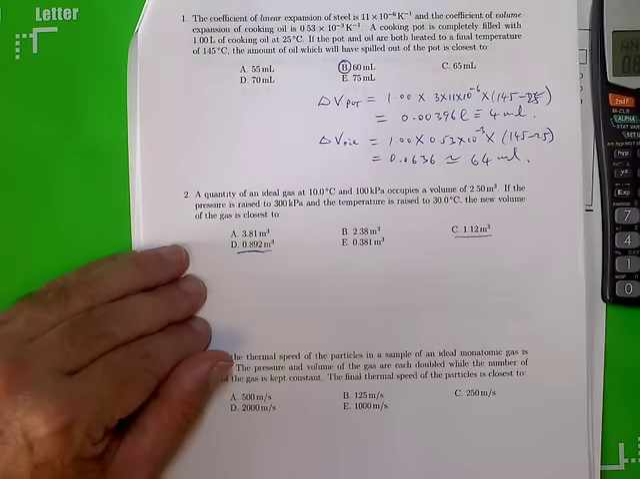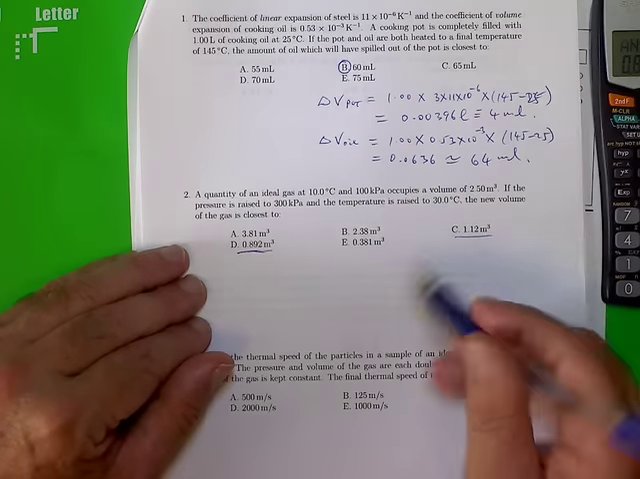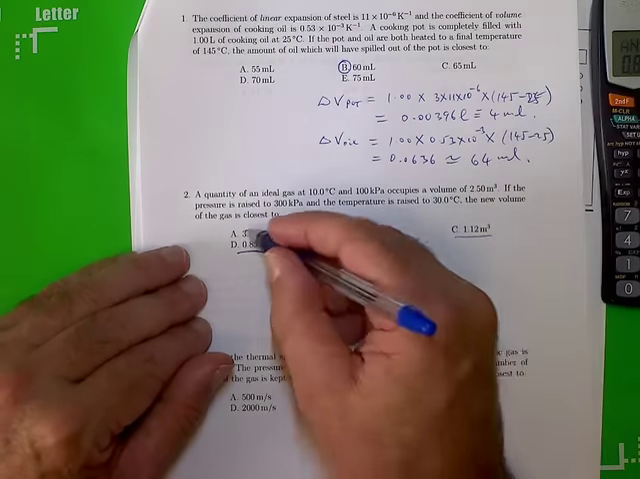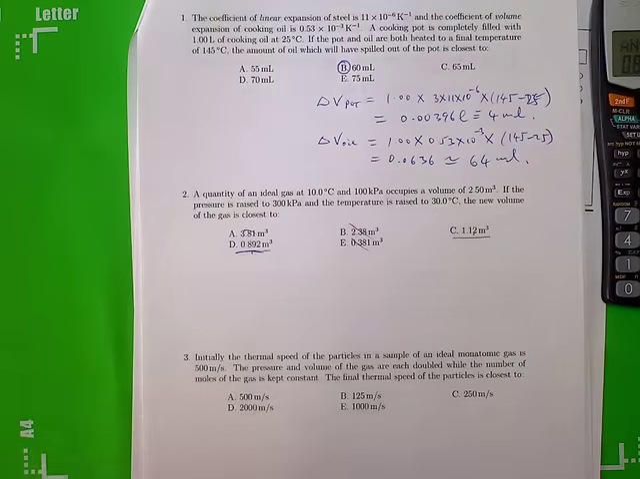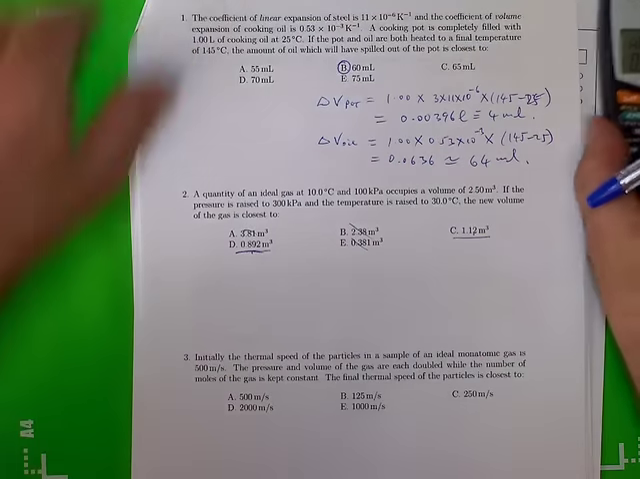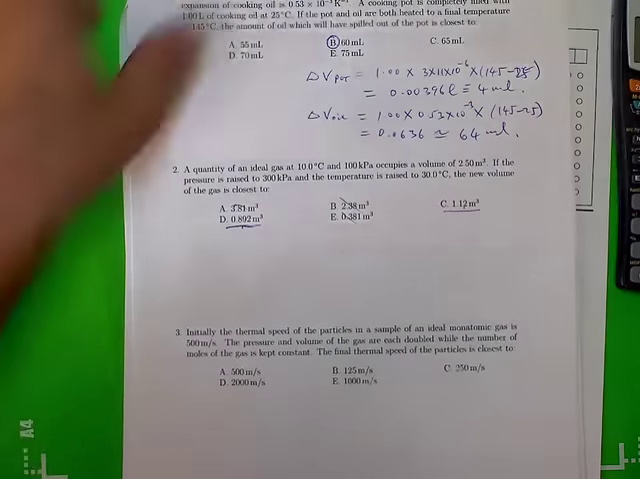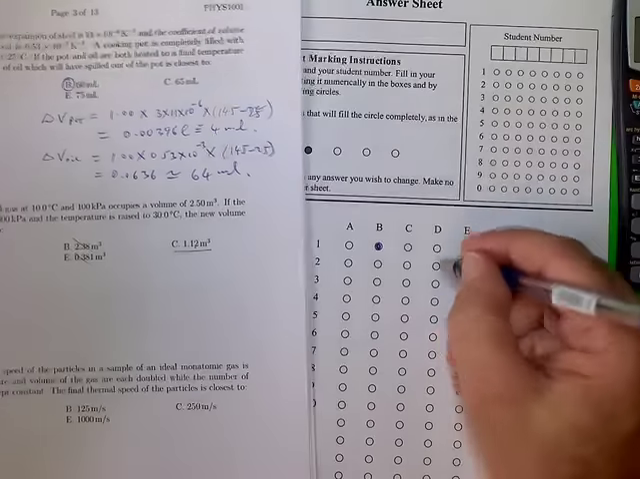Note that if I was in a hurry, I would simply go that it can't be that, it can't be that, it can't be that. I'll guess between these two, okay? Next one, so let's see, we'll put that in. That was D, 2D.